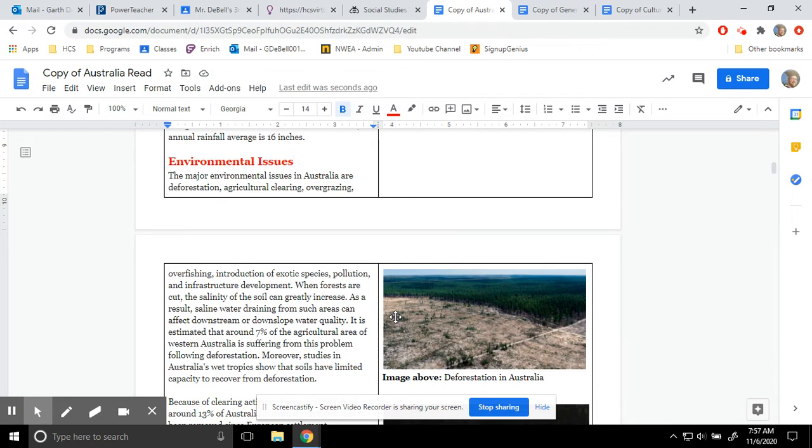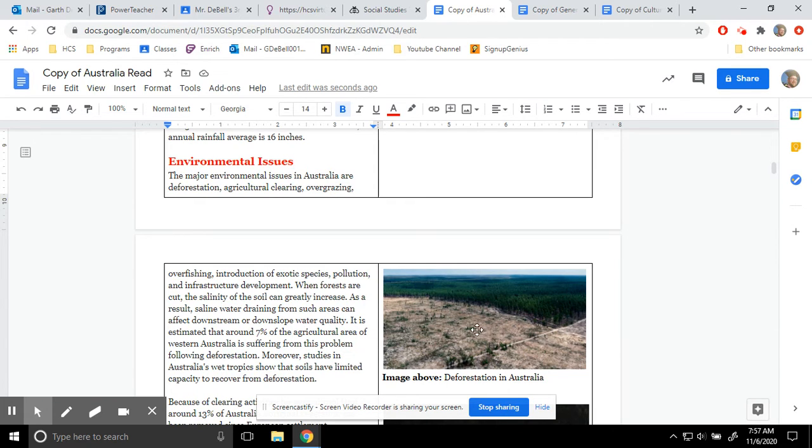So when forests are cut, the salinity of the soil can greatly increase. As a result, saline water draining from such areas can affect downstream or downslope water quality. All right, so what they're saying is like right here, where you have them cutting down all these trees, this area ends up being more saline, meaning there's more salt in the ground.